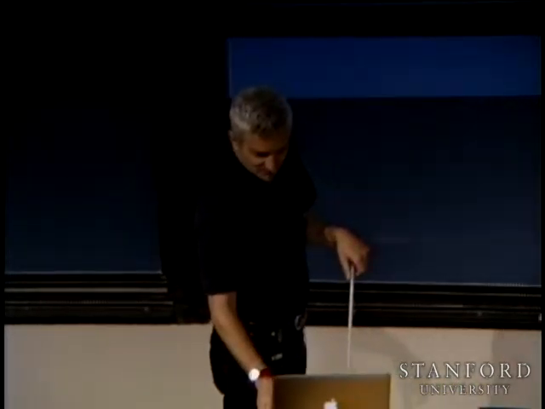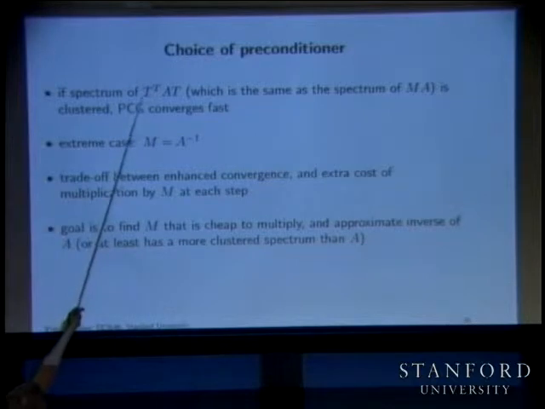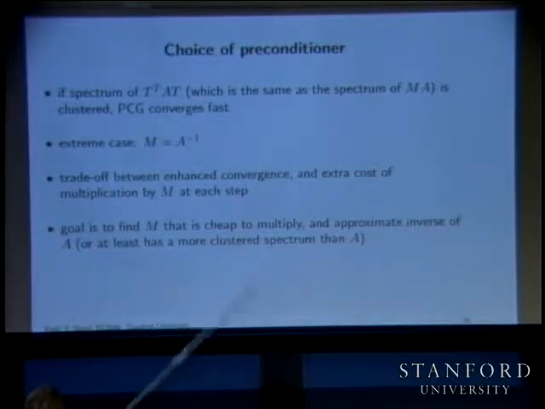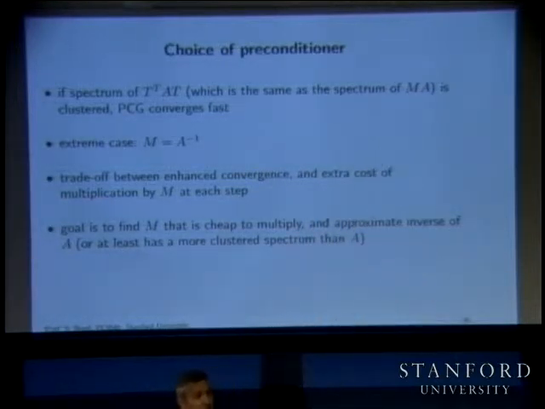There's a lot to do. So the choice of preconditioner is this. Here's what you want. You want a matrix T for which T transpose A T, or a matrix M, let's say M. I want a matrix M for which the eigenvalues of MA are clustered, for example.